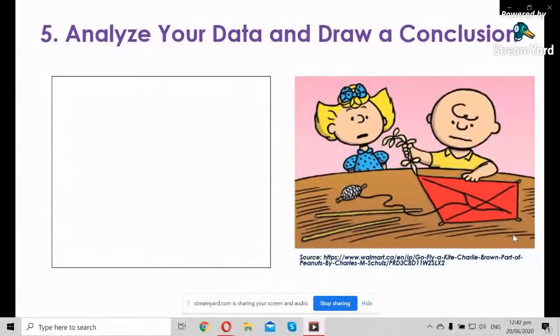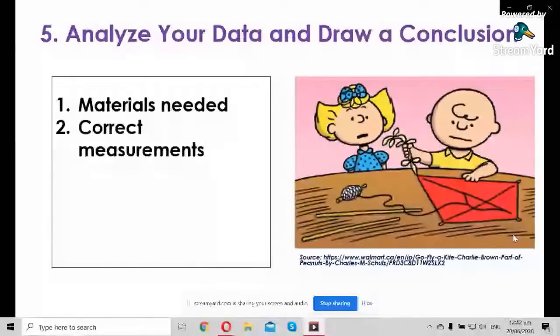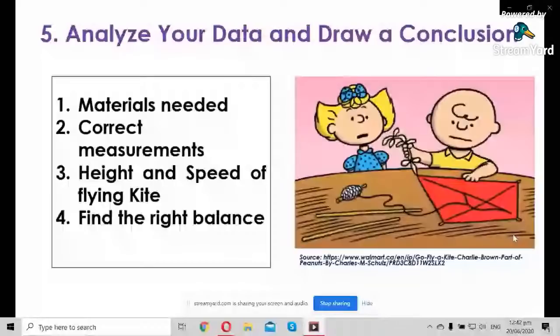How do we analyze our data by flying a kite? What is the first thing? Yes, very good. Next. Great. Very good. Correct. And those are the important parts on how to fly a kite. Remember, these are all our data and how to analyze on flying a kite.